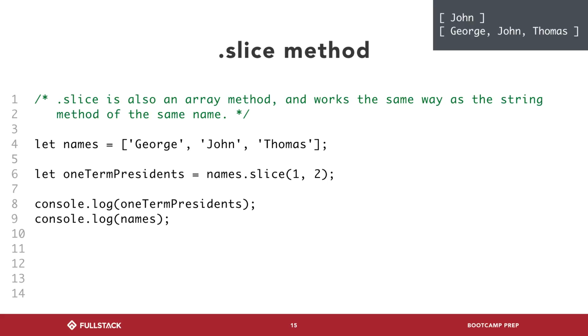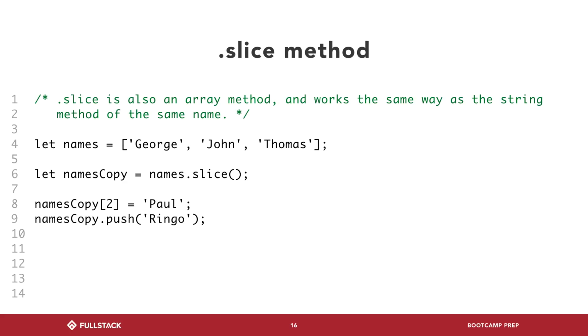Okay. And then, as a nice shorthand, if I call slice and I don't put any arguments in there, by default, that just means copy the entire array for me. Okay. So on line 6 there, when we say names copy, if you do names.slice, we don't put in any arguments. It basically says, give me the entire copy of names.